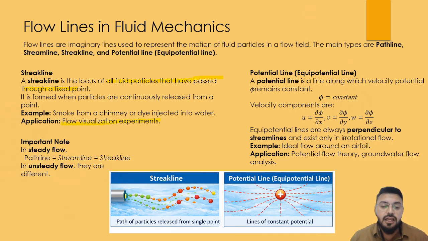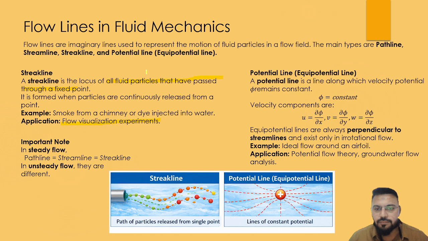As you can see, if a dye is injected in a flow through a pipe or through a source, through a jet, then the path of the particles released from a single point can be tracked. Same is the example of smoke coming out from the chimney. You can track the whole trajectory of that smoke. In steady flow, path line is equal to streamline is equal to streak line, whereas in unsteady flow, they all are different.